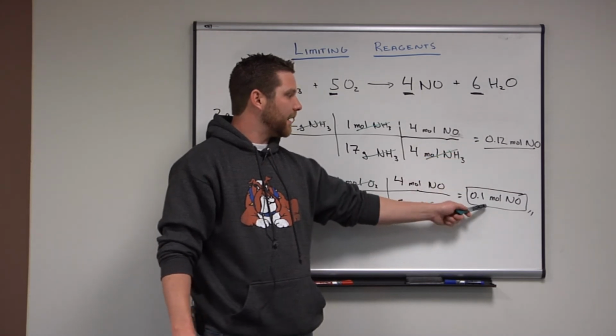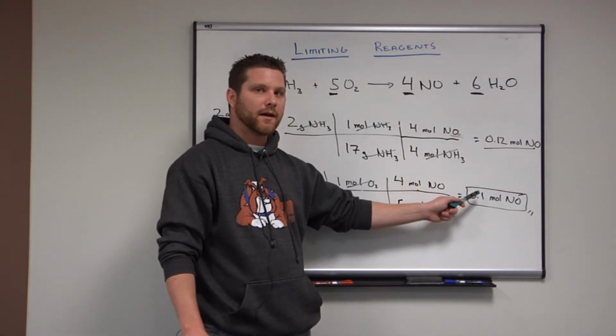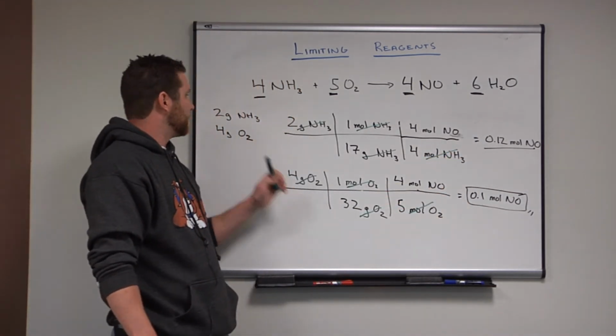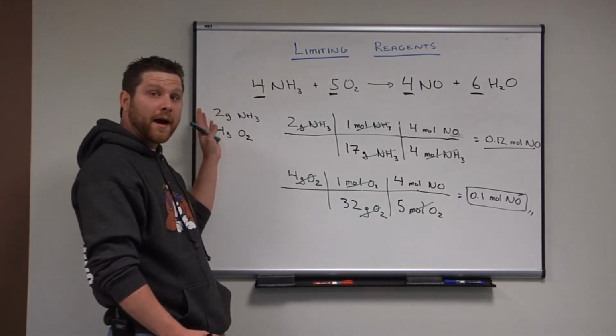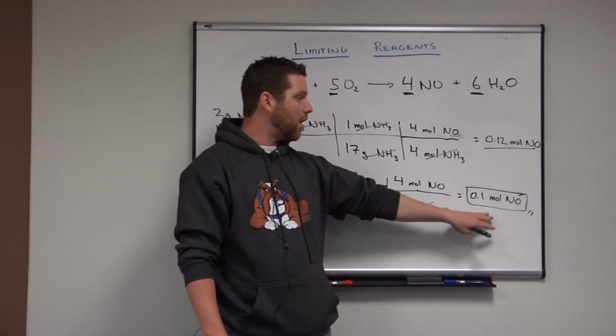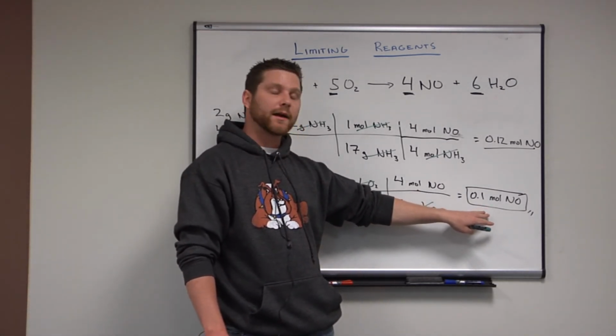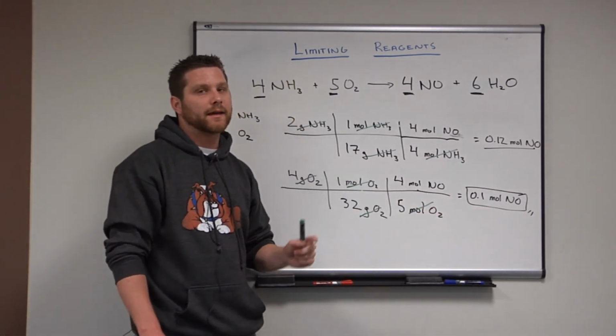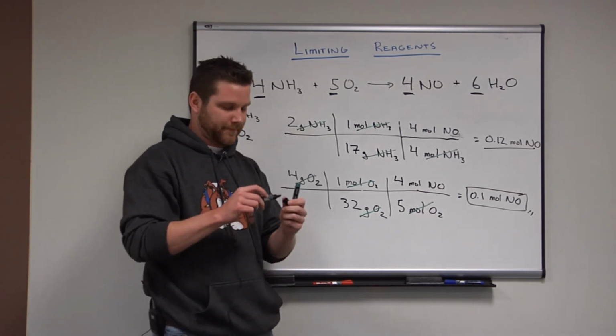And you can see that the lesser of these two numbers points to my limiting reagent. So if I start out with this amount on each side, my oxygen says, all my oxygen is going to get used up, and I'm only going to make 0.1 moles. That's the key, and that's your limiting reagent.